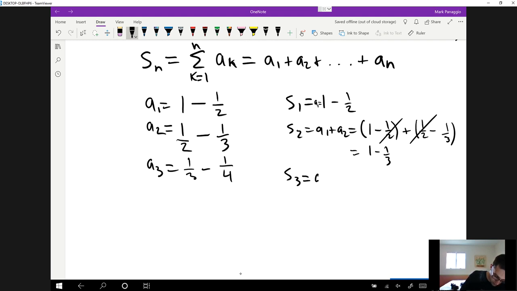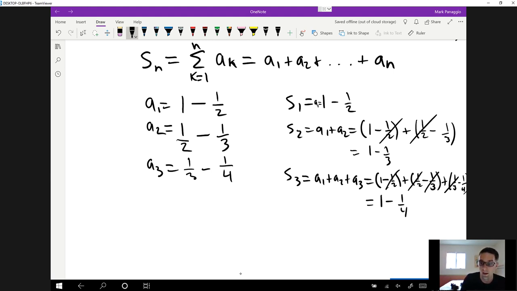S3 is going to be A1 plus A2 plus A3. And again, if we add them up, we'll have A1 plus A2 plus A3. And again, the middle terms seem to be canceling out because we have a minus a half plus a half. We have a minus a third plus a third. And so this is going to be 1 minus 1 over 4.